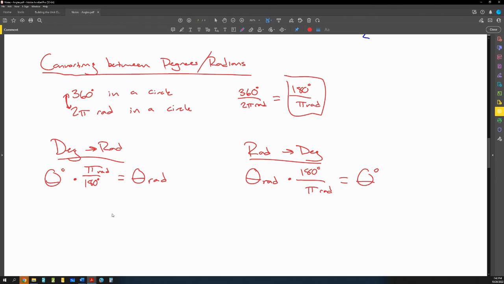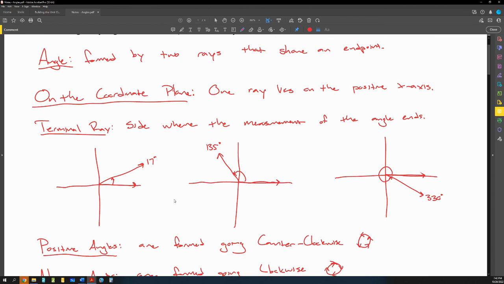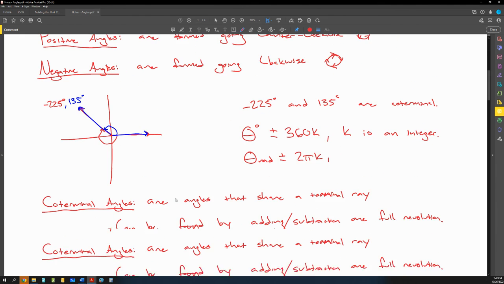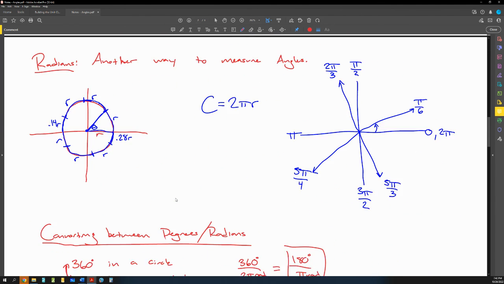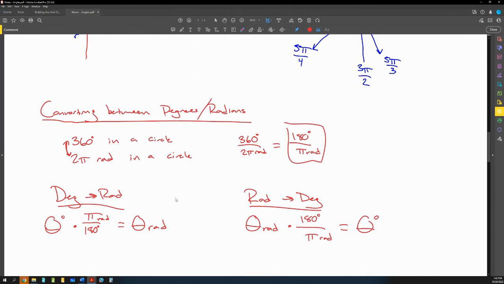Okay? So we talked about a lot today. We talked about angles. We talked about positive and negative angles. We talked about terminal rays and coterminal angles. And we talked about quadrantals, degrees and radians. Radians are another way to measure angles. And then also converting degrees to radians and radians to degrees. We're going to get a lot of practice on this, so we'll see you tomorrow.